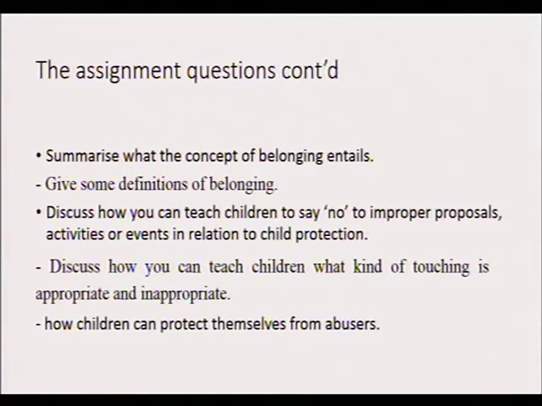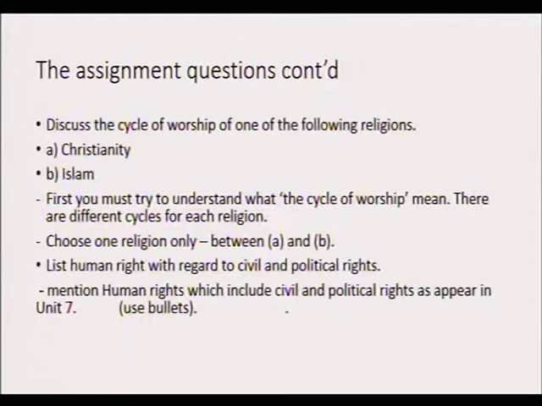Discuss how you can teach children what kind of touching is appropriate and inappropriate. That goes together with the improper proposals. As I said, children are vulnerable to a lot of abuse. It can be physical, domestic abuse. Sometimes their stepparents are also abusing those children. So tell them at an early age which touching is appropriate and which is inappropriate. You can tell them if a person is shaking your hand, it's appropriate. If your parent or sibling or friend is hugging you, it's appropriate. And what is inappropriate is in your guide. How children should protect themselves from abusers is the most important thing you need to learn about that question.